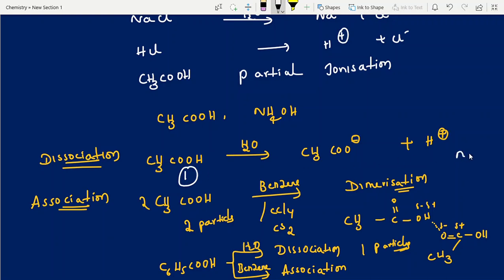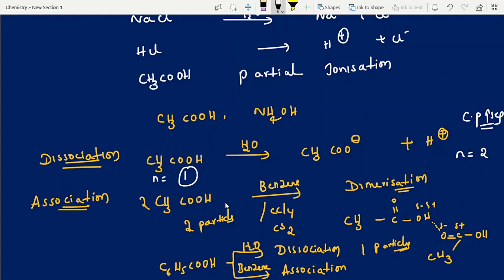Here, how many particles? Two particles. N equal to 1 here, N equal to 2. Number of particles increases. What happened? Colligative properties increases, right? So this depends on solute only. It became 2, definitely colligative properties effect is more.